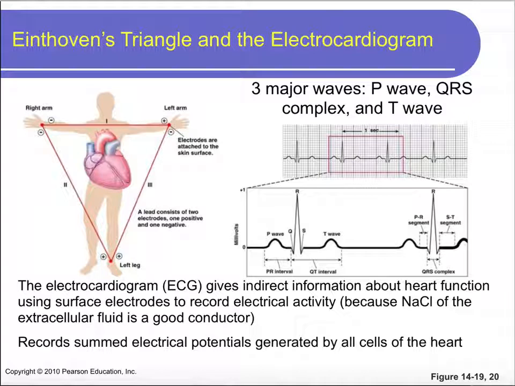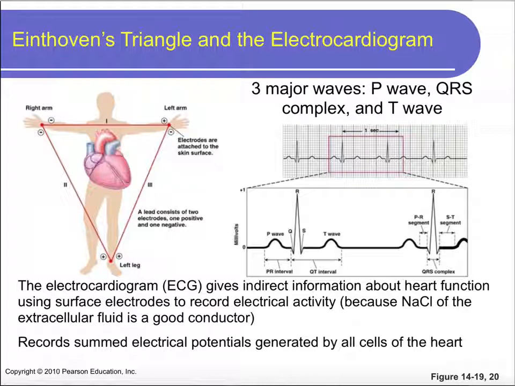And we can measure the electrical activity of our heart. And we do that with Einthoven's triangle. And this is called an electrocardiogram, an EKG or an ECG. And basically, it gives us indirect information about heart function. And if you've ever seen an ECG recording, this might look familiar to you.